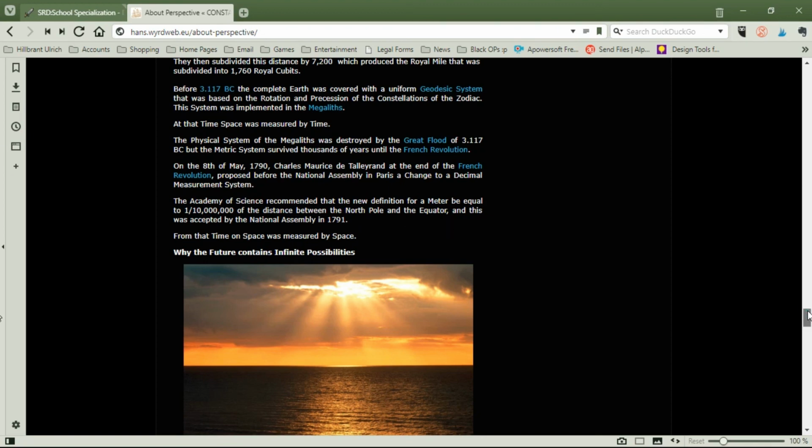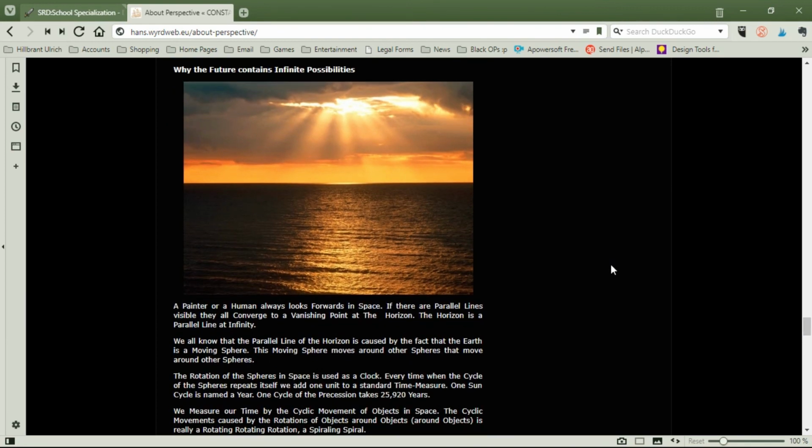Why the future contains infinite possibilities. Here's the Mandela yellow sun, guys. Look at that. Definitely yellow. Yellow clouds, yellow cloud beams, yellow reflection on the ocean.